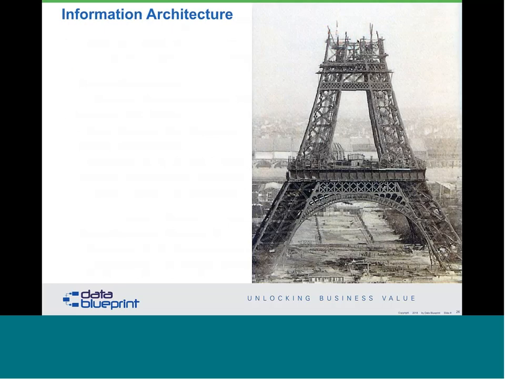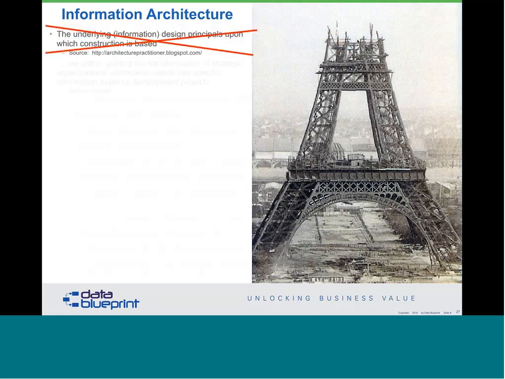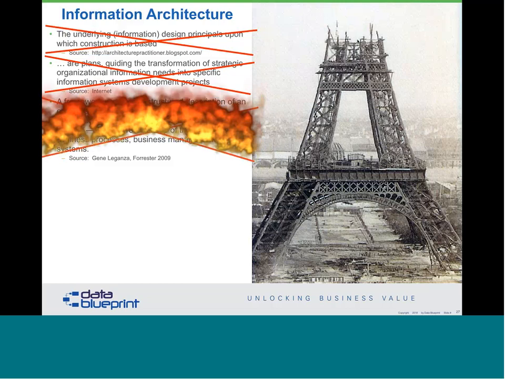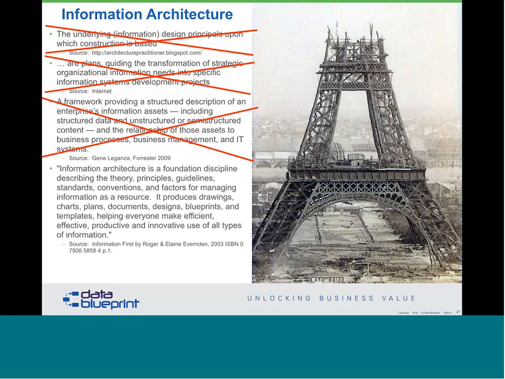Now, I'm very frustrated with our colleagues in the field, because there are a lot of definitions of information architecture. So we're moving from architecture to information architecture specifically. Again, a very good friend of mine, Jim, put this one up. Underlying information design principles among which construction is based. Yes, absolutely correct, but I don't like the definition. There are plans guiding the transformation of strategic information needs. No, I don't like that either. A framework for providing structured description of an enterprise's information assets. No. By the way, this is a terrific book, Information First by Roger and Elaine Evernden. Very good information architecture book, but their definition is a problem.